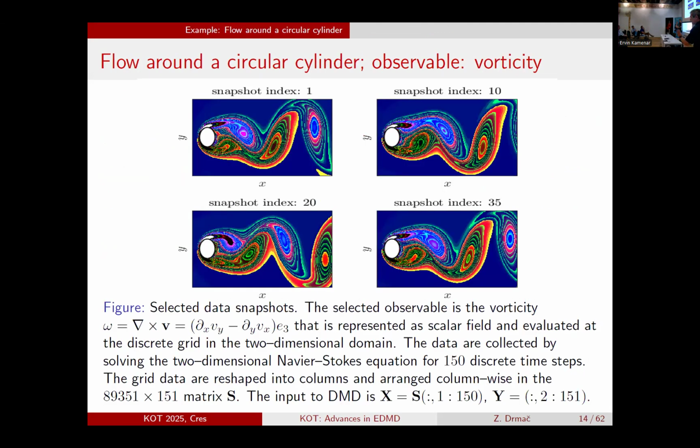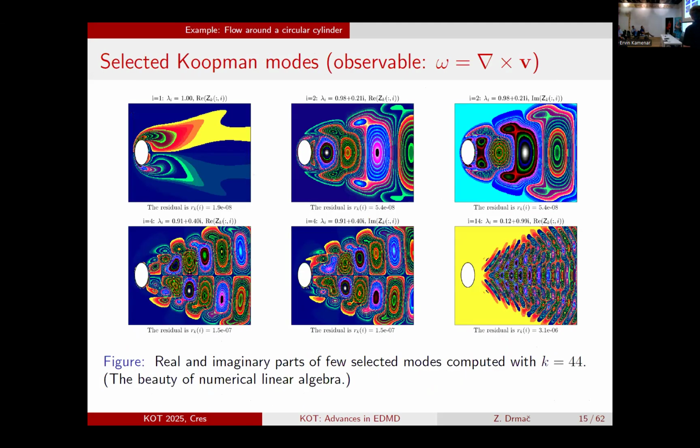I'll give you just one example. This is the data flow around the cylinder vorticity from the DMD book by Nathan Kutz, Steven Brunton and co-authors. And some 90,000 times 151 is the data matrix. So these are the modes. Once you compute these Z's, the modes, some of them, once you plot them, they are beautiful. Some of them are just noise. Okay. Of course, visual inspection is not a good part of scientific computing, so we need something else.